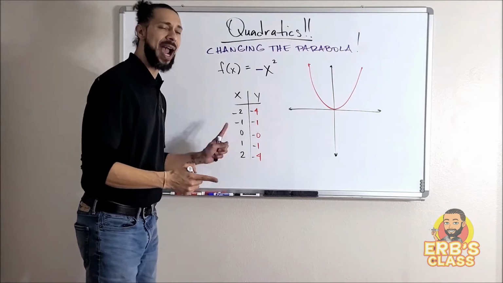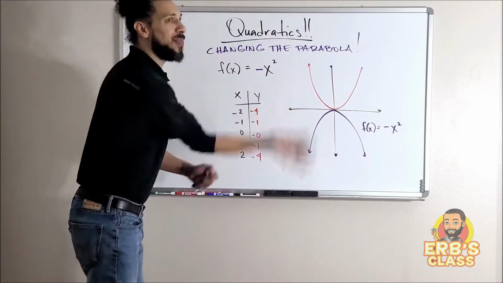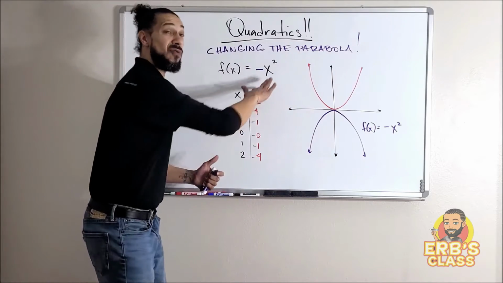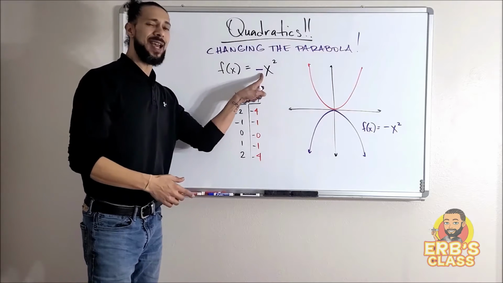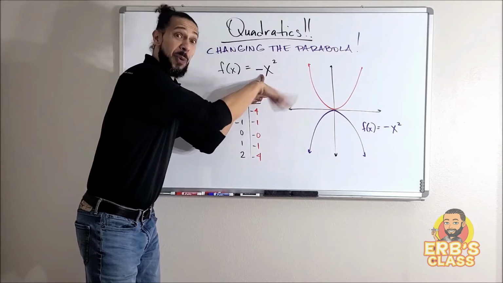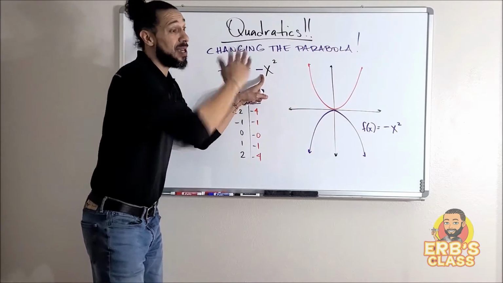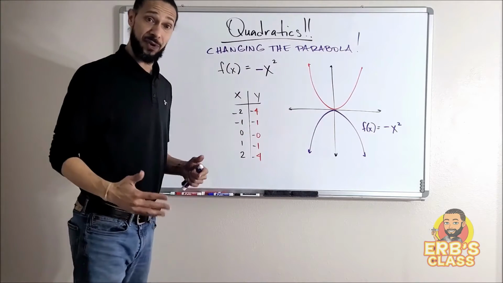So if I graph these, what would my graph look like then? Yes, it would be flipped upside down. It would be reflected across the x-axis. So if you ever see a negative sign in front of your quadratic, it's not going to look like a U anymore. It's going to be an upside down one. This is where we got that minimum and maximum from.